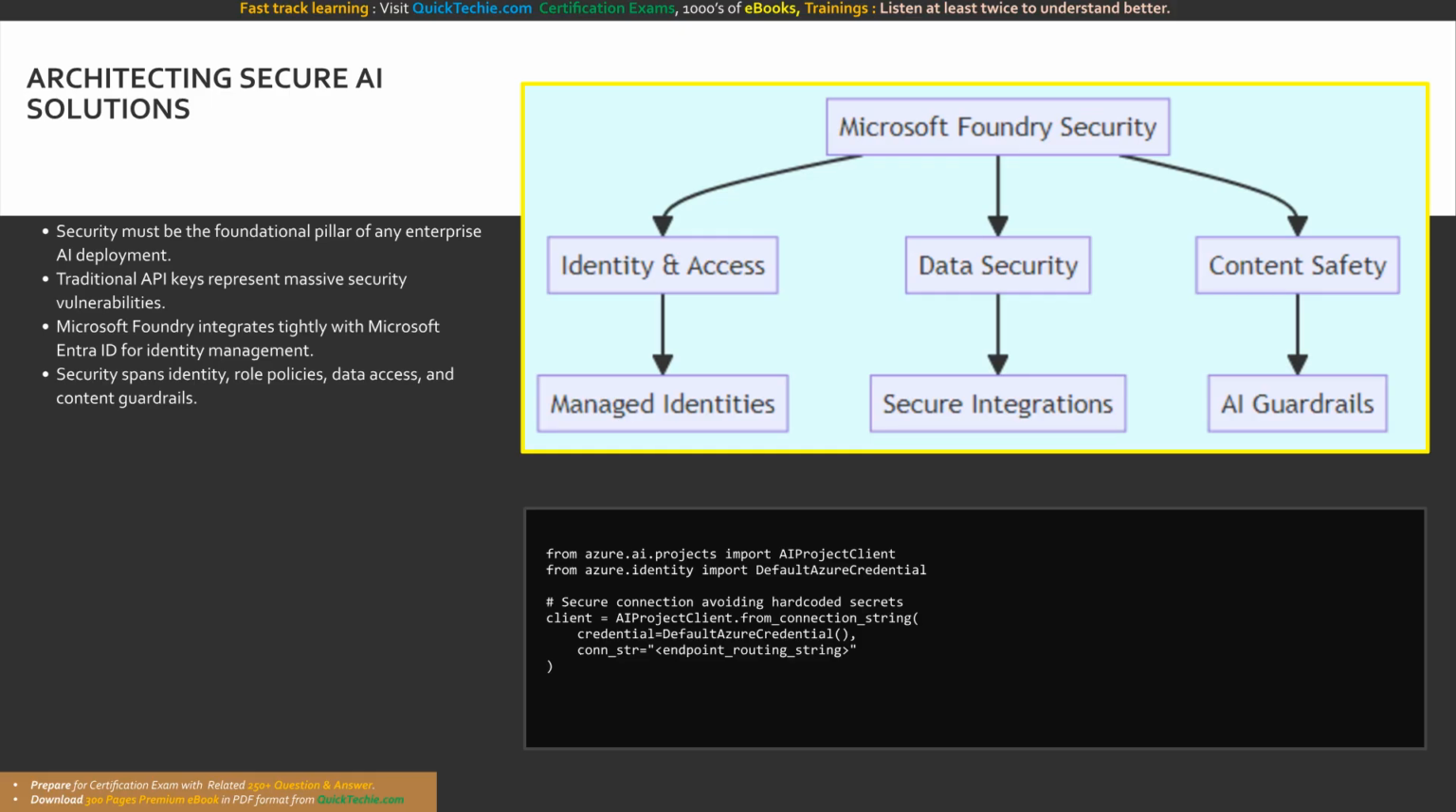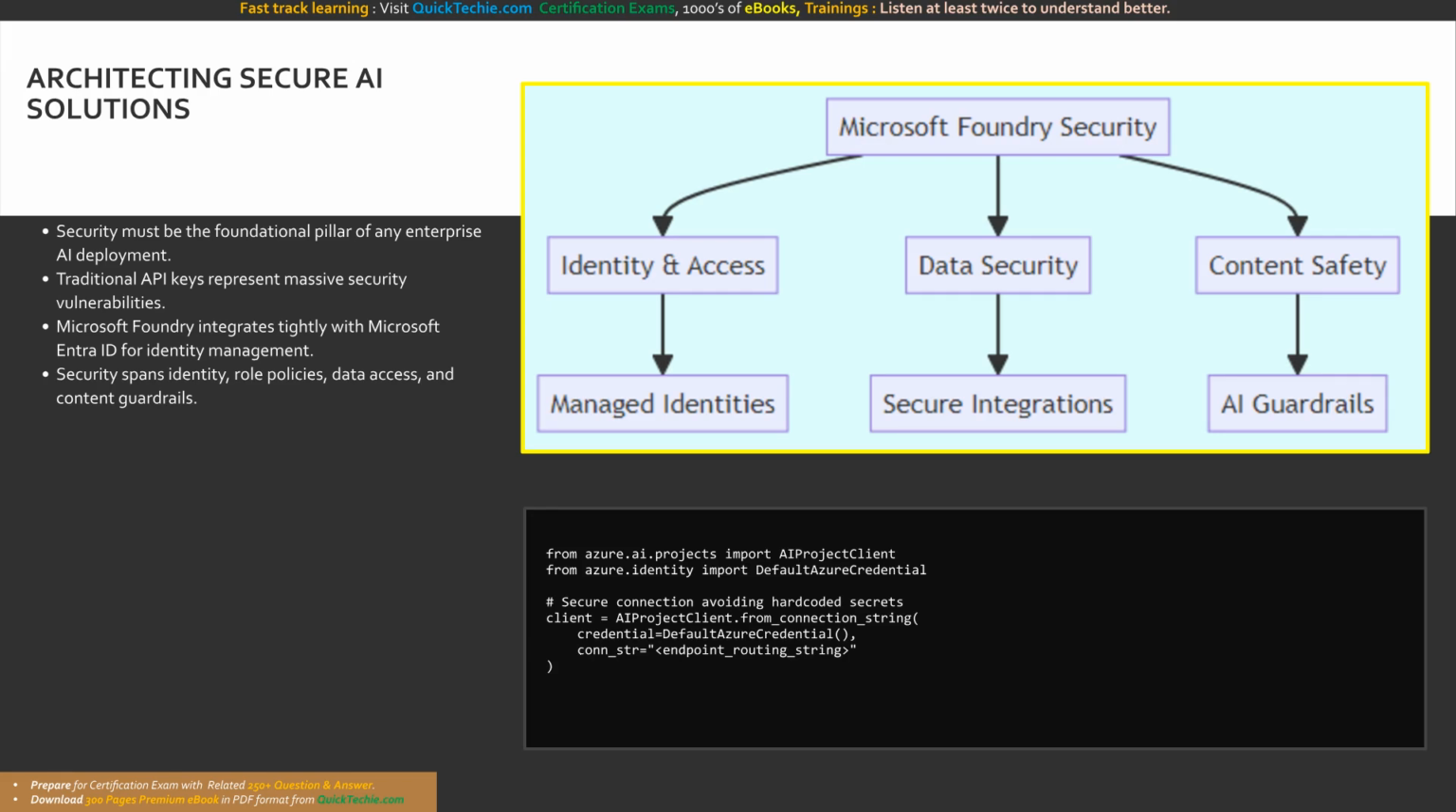Traditional application security relied heavily on hard-coded API keys and public endpoints, which are massive security vulnerabilities in the age of AI. If an API key is leaked, malicious actors can rack up massive token consumption costs or inappropriately access proprietary enterprise models. To solve this, Azure provides a modern security paradigm centered around Microsoft Entra ID.